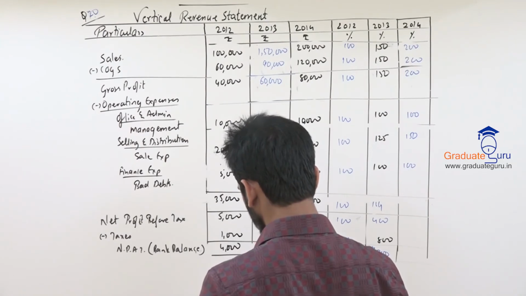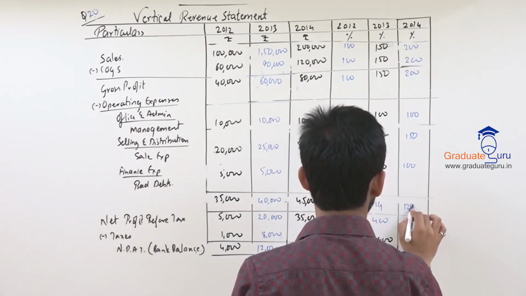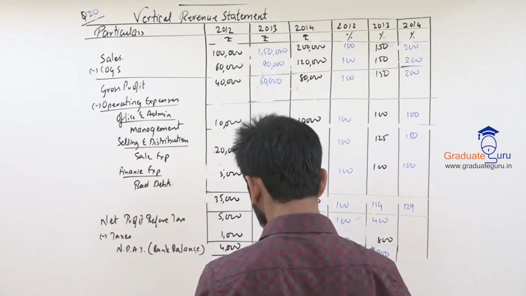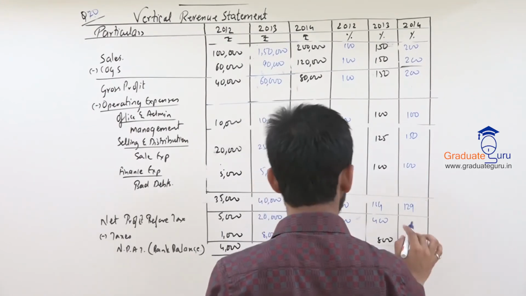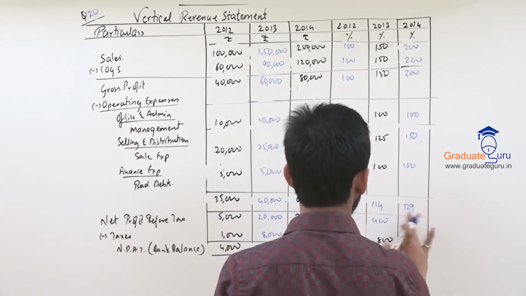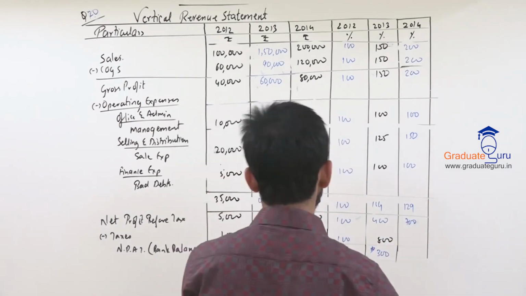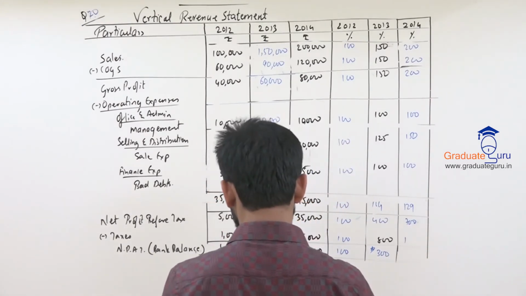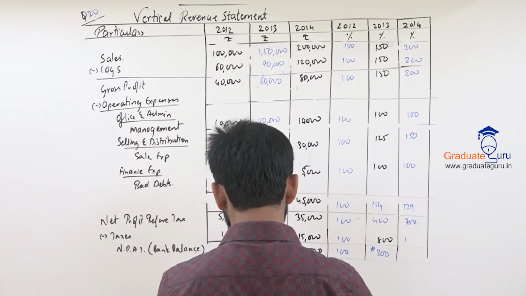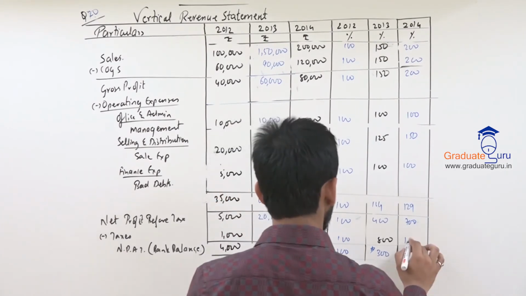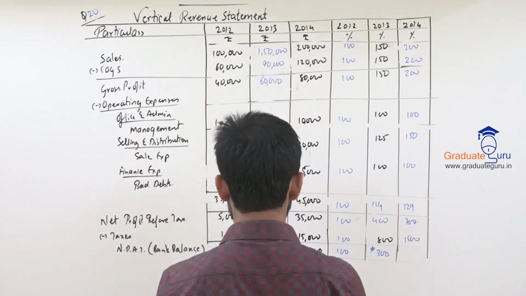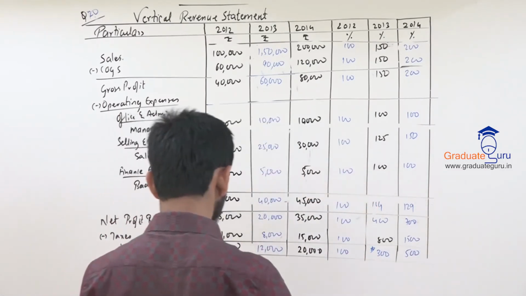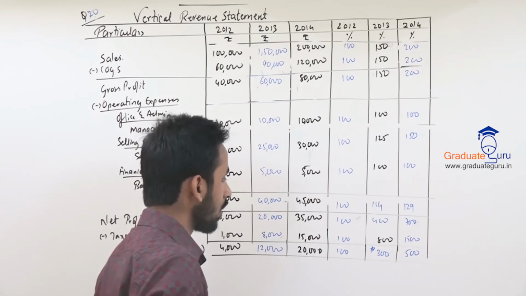45 divided by 35 will give you 128, so rounded up 129. 35 divided by 5, 7 times, it will be 700. 15 divided by 10, it will be again 150%. 1000 divided by 1000% will give 100. 20 and 4, so 500 times. 20 divided by 4 is 500 times.